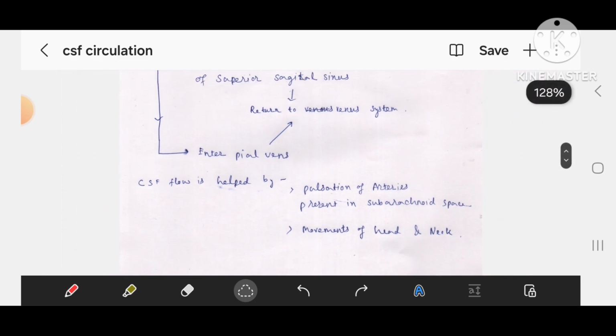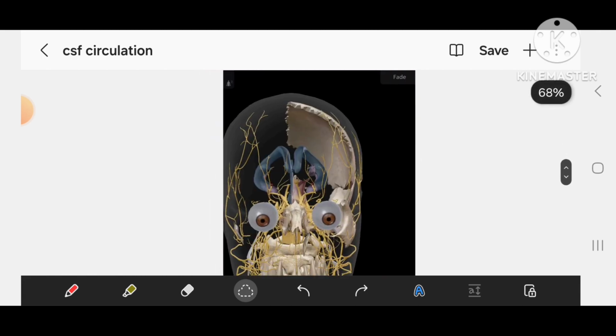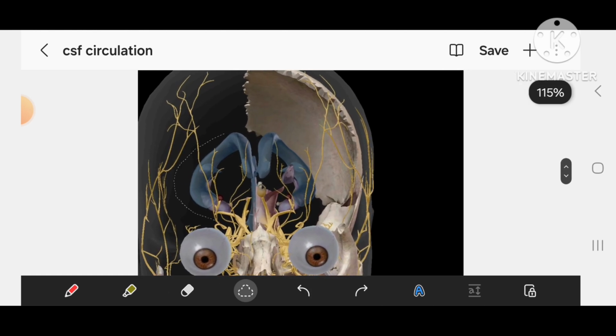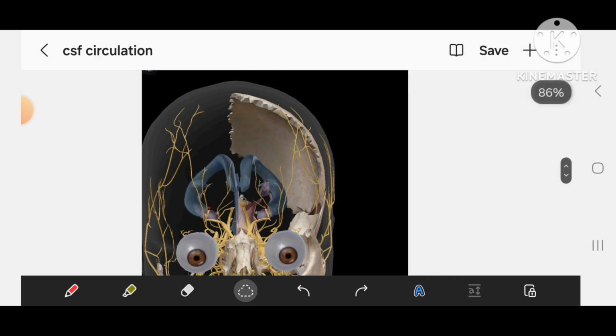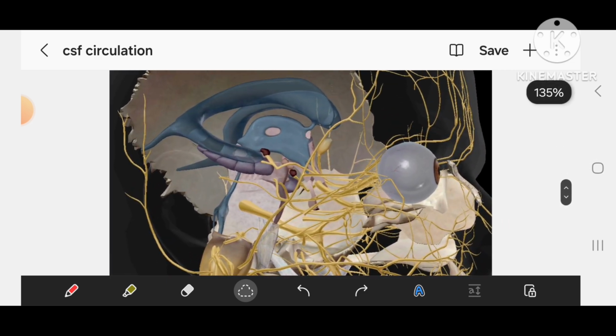The CSF flow is helped by pulsation of arteries present in the subarachnoid space and movements of the head and neck. Okay. Then I will show the remaining pictures. See, these are the lateral ventricles, the two lateral ventricles. There are two lateral ventricles. See, this is also a lateral ventricle, and this is the third ventricle, this is the fourth ventricle.